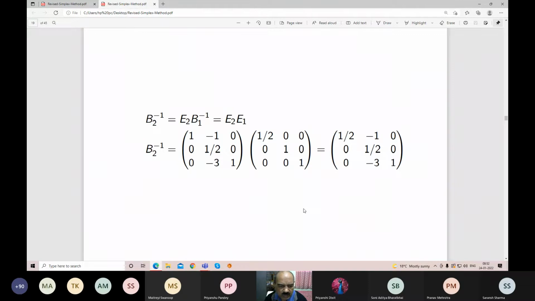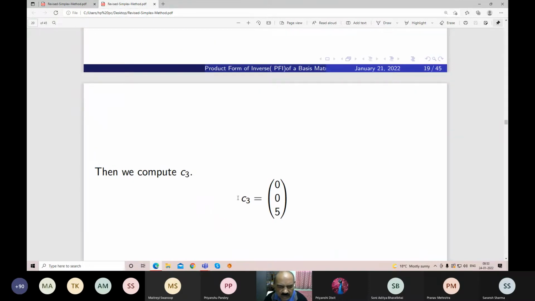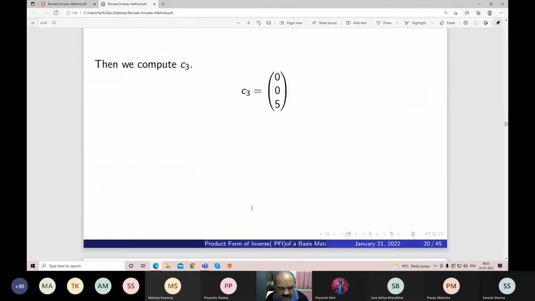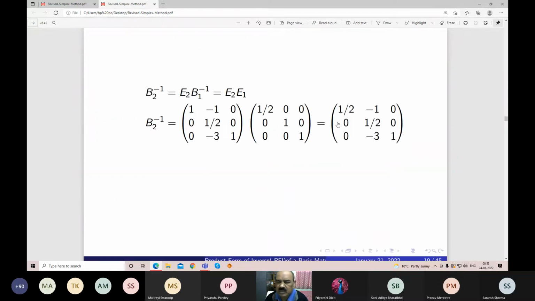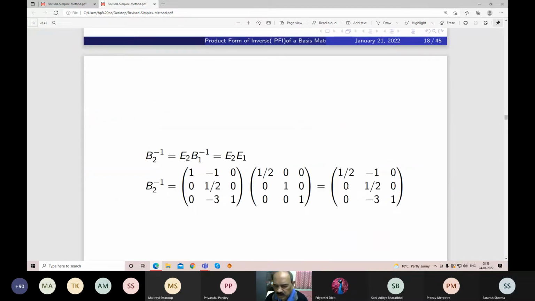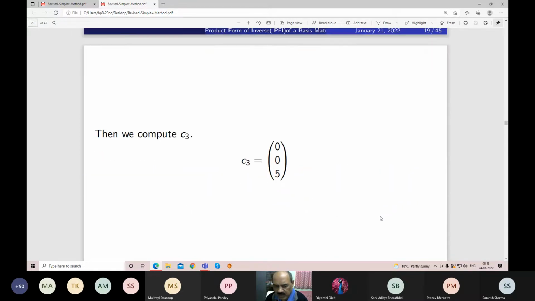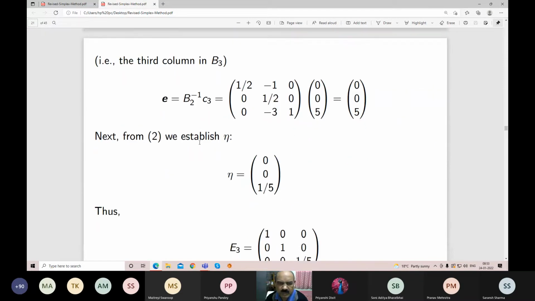See here, our C3 is 0, 0, 5. With respect to C3, we are going to compute the E vector. The E vector is nothing but B2 inverse into C3. We have B2 inverse like this, which we computed already: half, 0, 0, -1, half, -3, 0, 0, 1. We multiply it with 0, 0, 5.